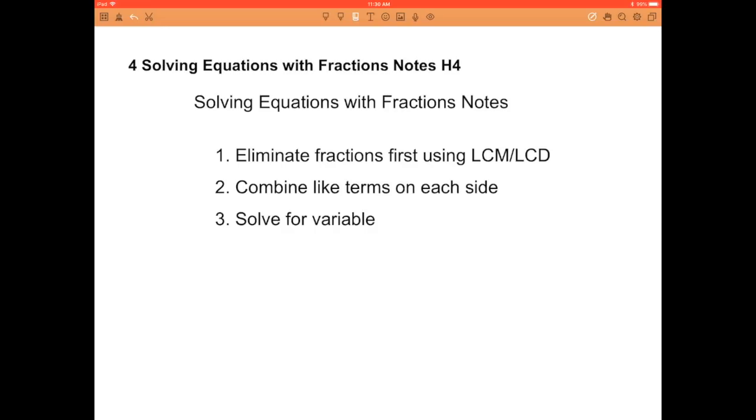There's 3 easy steps. The first one, we're going to eliminate fractions using the least common multiple or the least common denominator. There's a couple ways you can think about it. The second step is combine like terms on each side of the equation. And then the third step, we're going to just solve for the variable. You already know how to do steps 2 and 3. Let's get started.